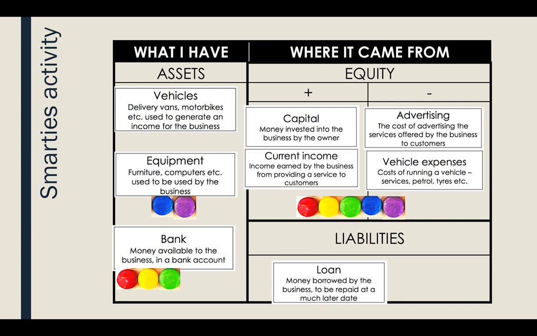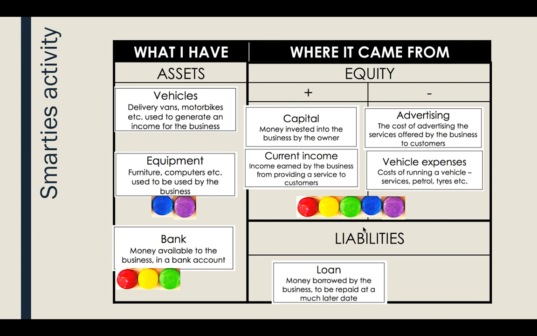However, you now have them in equipment. For the third transaction, you took out a loan of 3 Smarties and used them to buy a delivery van for the business. In the same way as you moved money from the bank to the equipment account, you're going to do exactly the same thing by moving money from the bank account to the assets, except you didn't actually have the cash. You took out a loan.